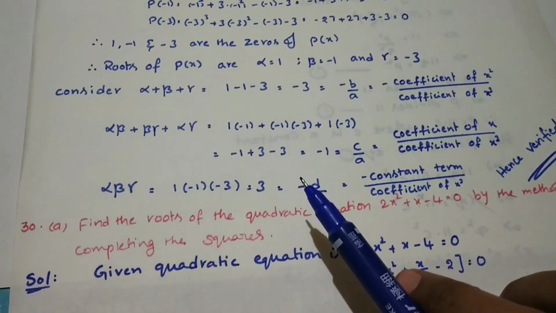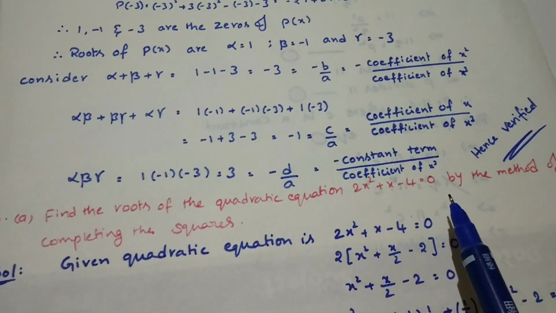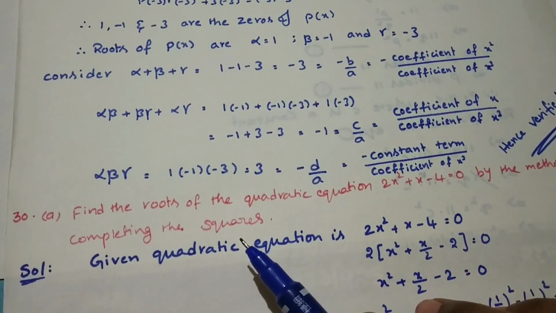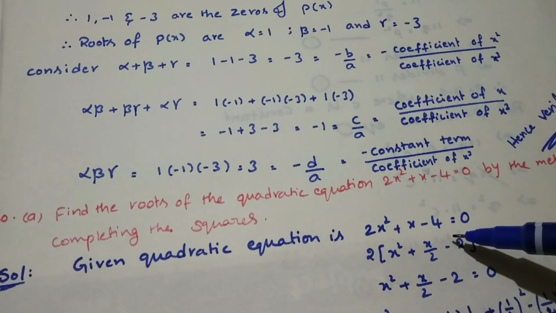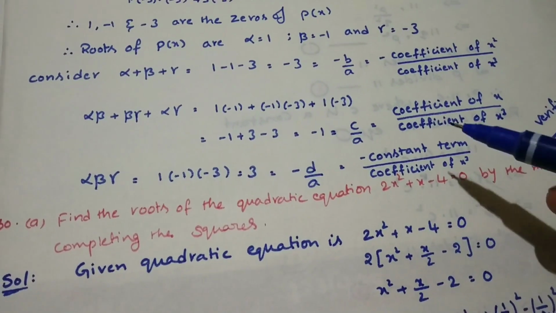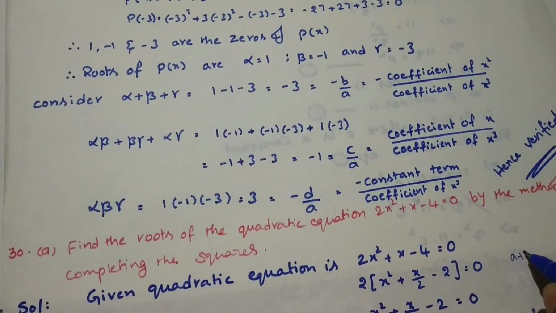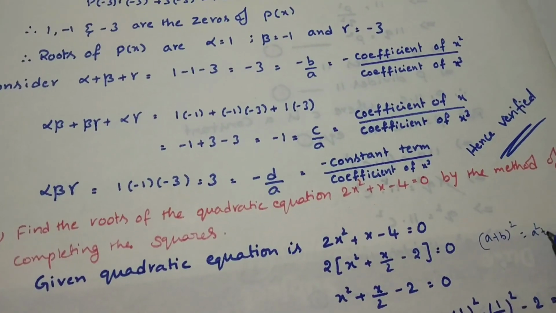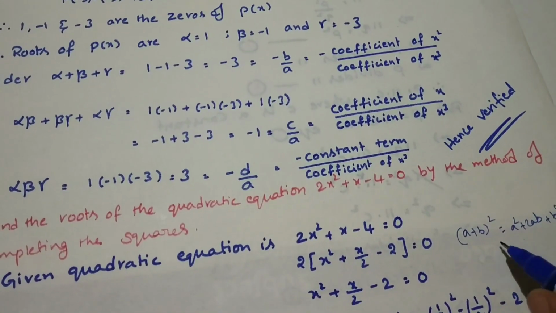Next, 30th question A. Find the roots of the quadratic equation 2x square plus x minus 4 by the method of completing the squares. Completing the squares is nothing but converting into square notation. Square notation is nothing but which notation we are going to write? Since a plus b whole square is equal to a square plus 2ab plus b square, this notation you should write.